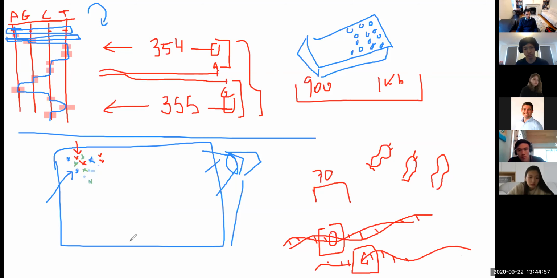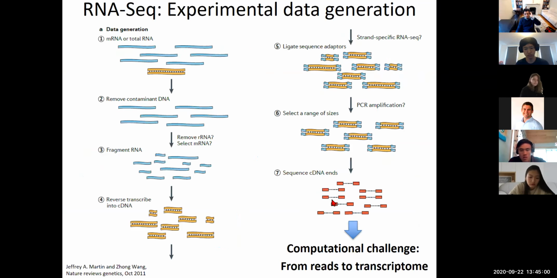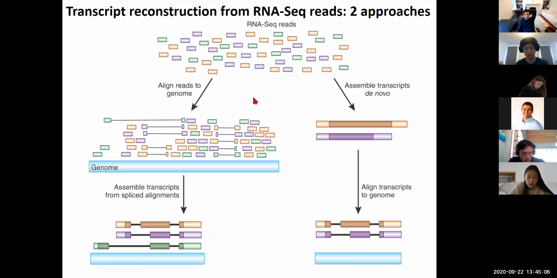So I'll go back to the other one. Okay, so that's now the computational challenge. How do we go from those reads to the transcriptome? The very simplistic way of seeing this is you start with a sea of RNA-seq reads, and you can either map each of those reads to the genome and then assemble the transcripts from the spliced alignments, or you can assemble these de novo to each other and then build the transcripts and then align the transcripts to the genome. So basically, in one approach, the genome in blue here comes first, where I map all of my reads to the genome and I use that as my scaffold.